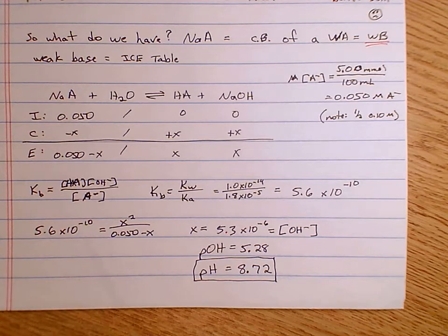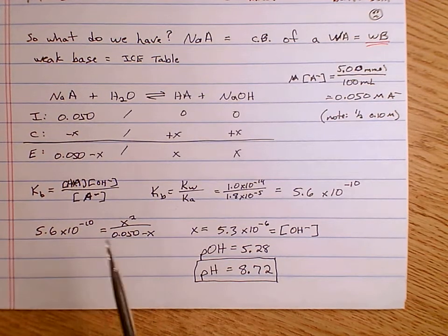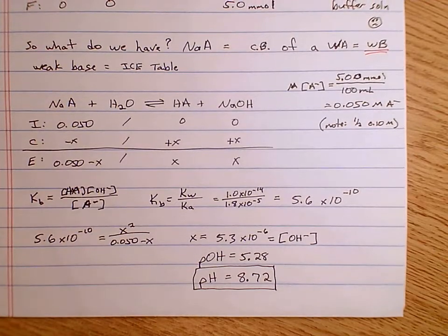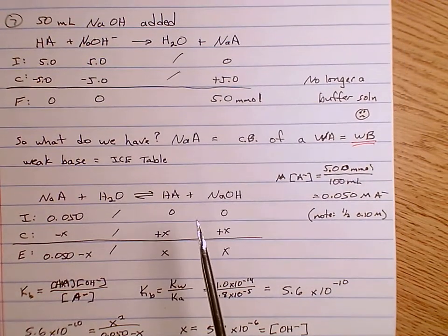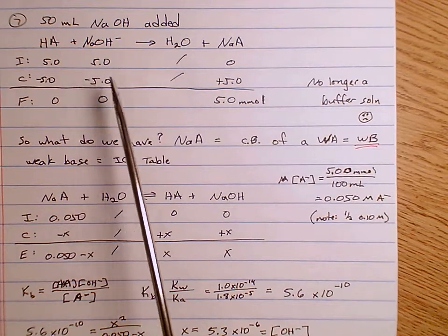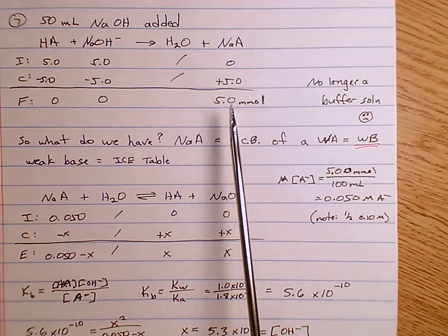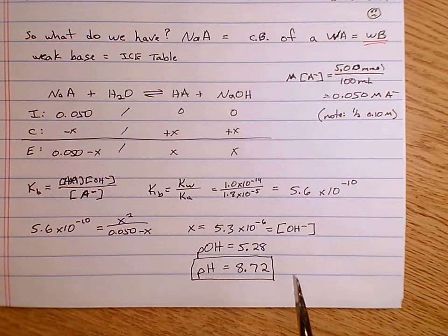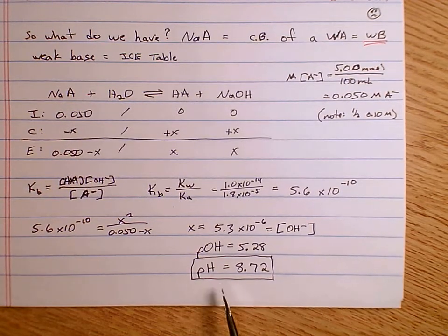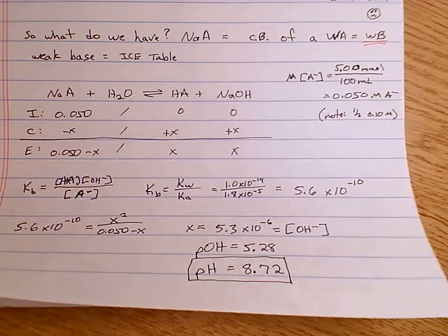Very important point to note here: at the equivalence point of a weak acid strong base titration, the pH is not 7. At the equivalence point of a weak acid strong base titration, we have leftover conjugate base, which is a weak base. Therefore, we're going to have a pH greater than 7 at the equivalence point of this titration.